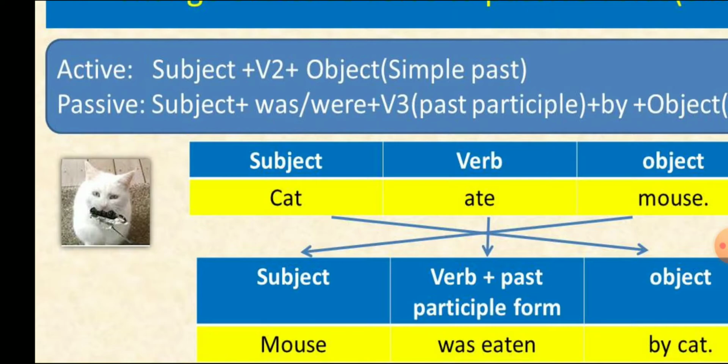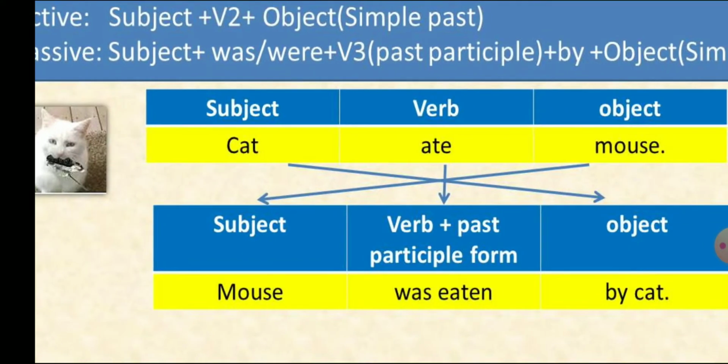So in active it is correct. In passive we have to interchange the subject and object. And after that, what is the change in verb means it is was or were plus V3. That main change we have to make in passive. So cat ate mouse. Cat subject becomes object of passive and object in active, that is mouse, will become subject in passive. So subject and object got interchanged.